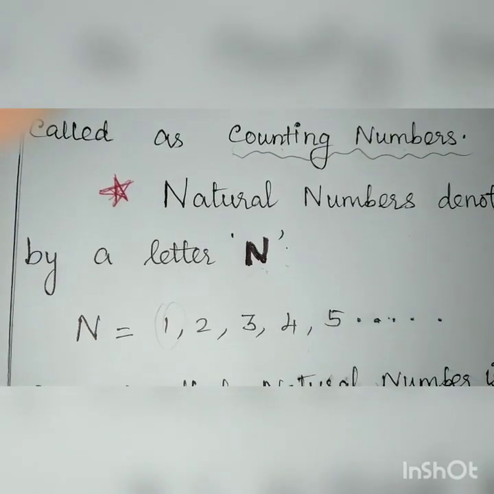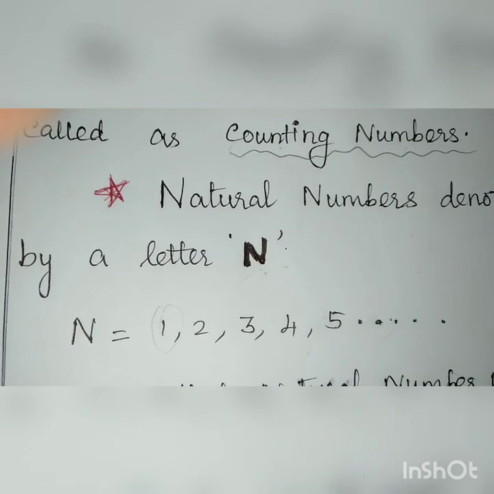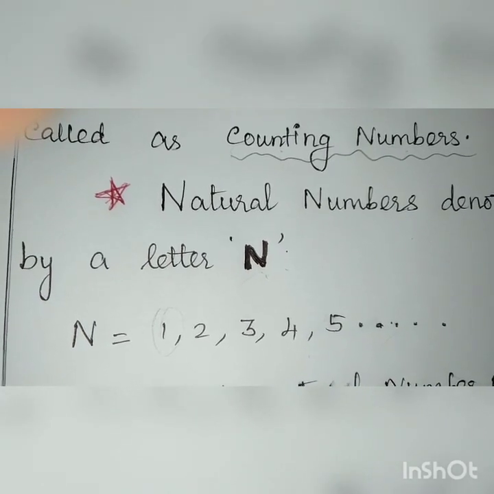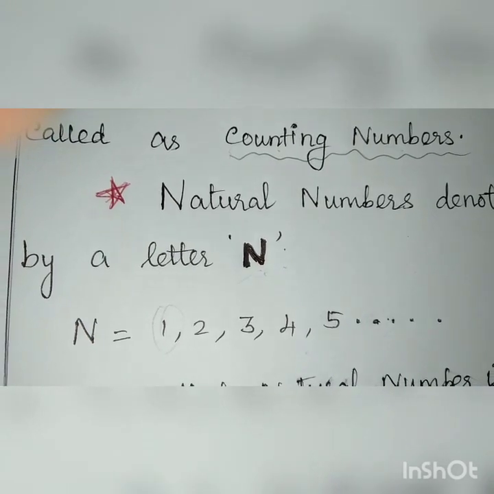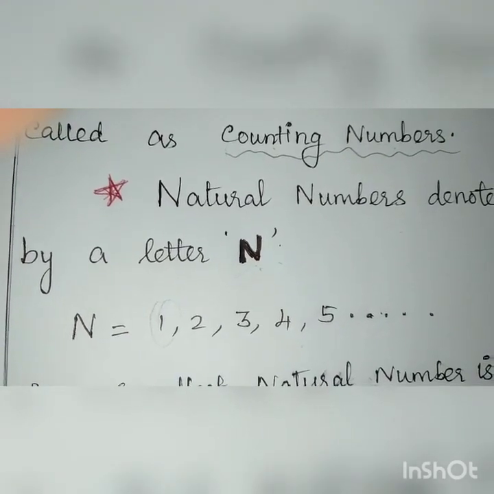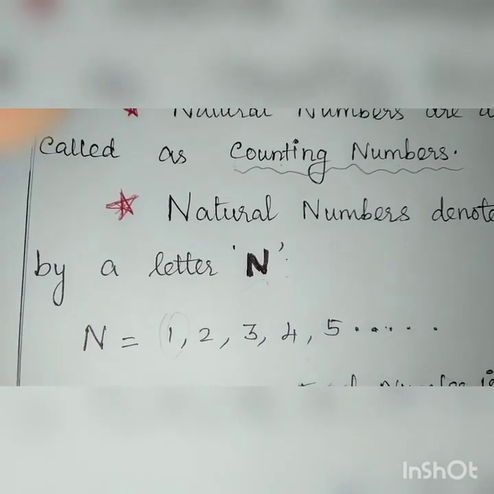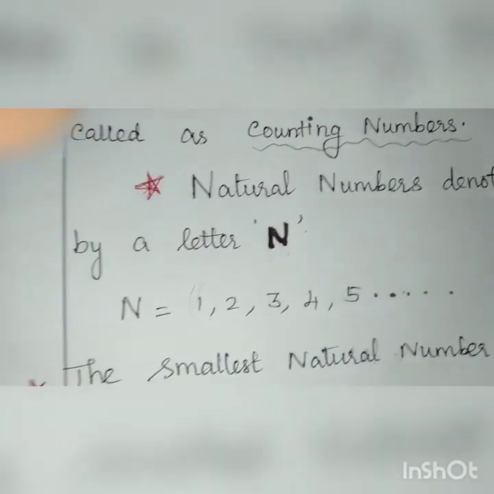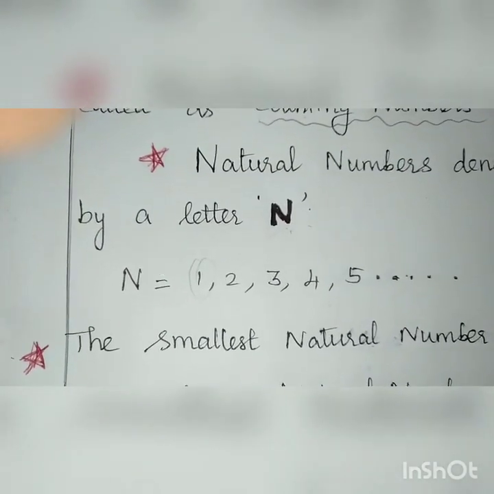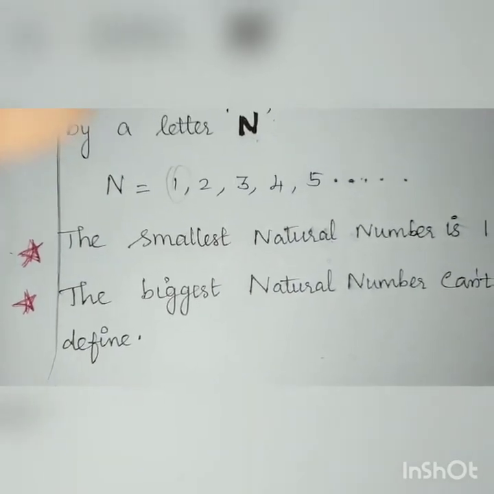Can you say which is the largest natural number? Any guesses? No, because natural numbers go on and on, they are uncountable, isn't it? We can't say this is the largest. So, the smallest natural number is 1 and the biggest natural number can't be defined.